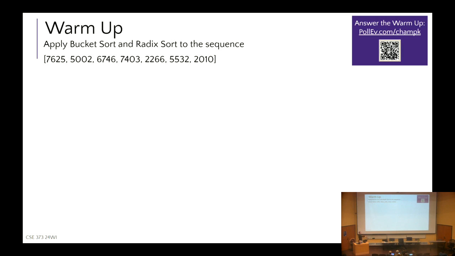Radix sort, you're going to first scatter into buckets based on the ones digit, and then you gather. And then you scatter based on the tens digit, and then you gather. And then you scatter based on the hundreds digit, and you gather. Until you finally scatter based on the thousands digit, and then when you gather that time, it's in sorted order.